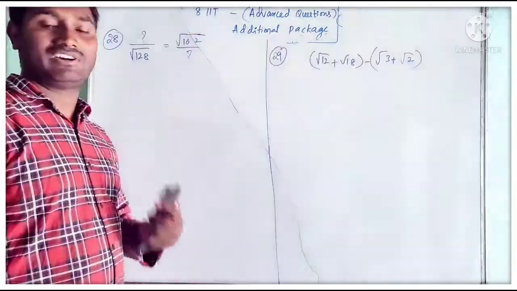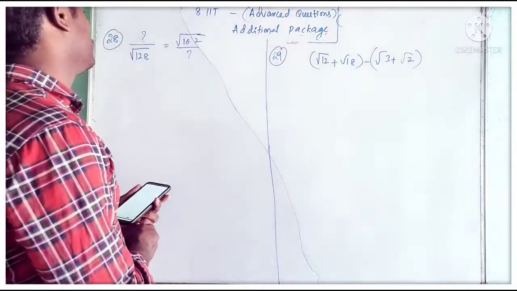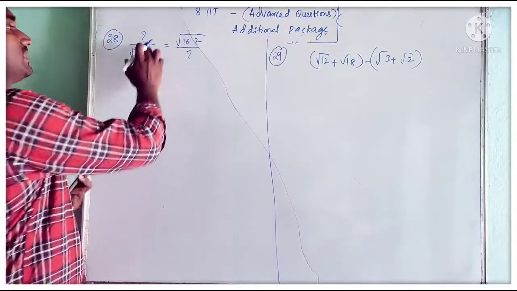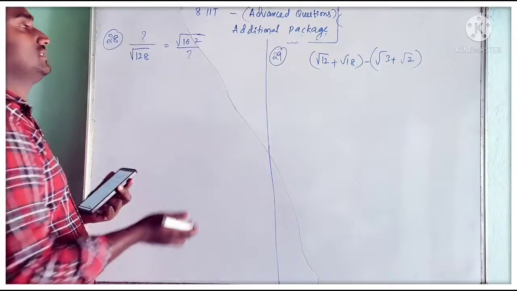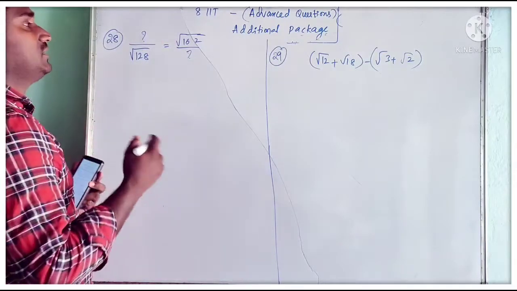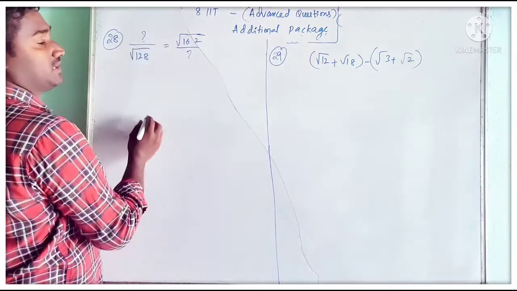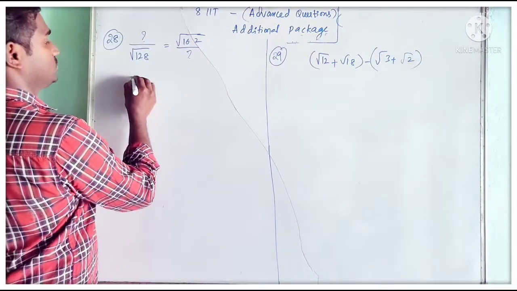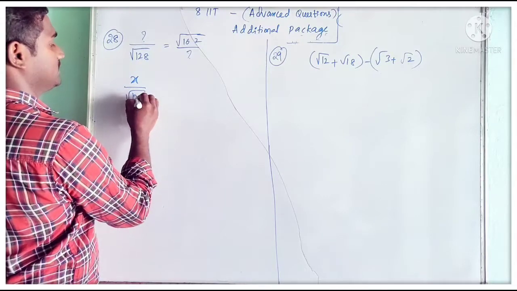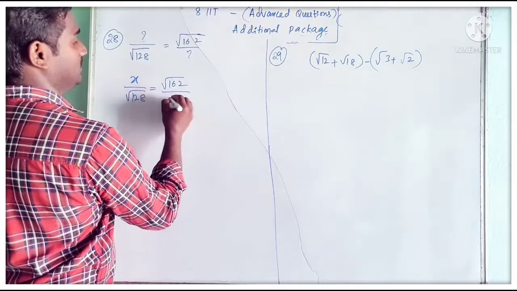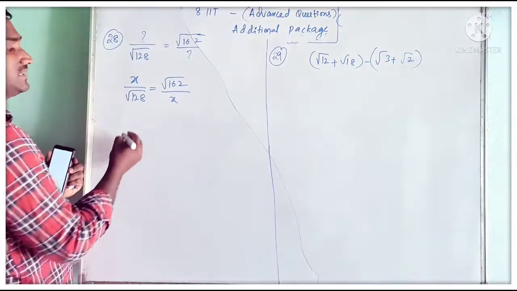Okay, next question. Now I am going to discuss with you the 29th question. What number will come in the question mark place? Just put x and simplify, then you will get the answer. So x you can assume in the question mark. I am writing x by square root of 128 equal to square root of 162 by x. So do the cross multiplication.